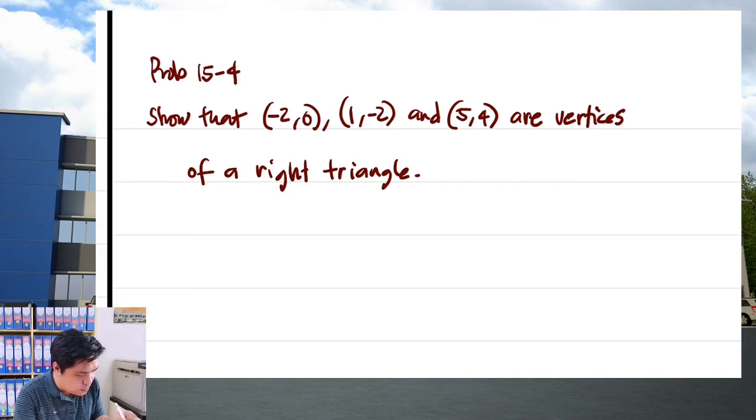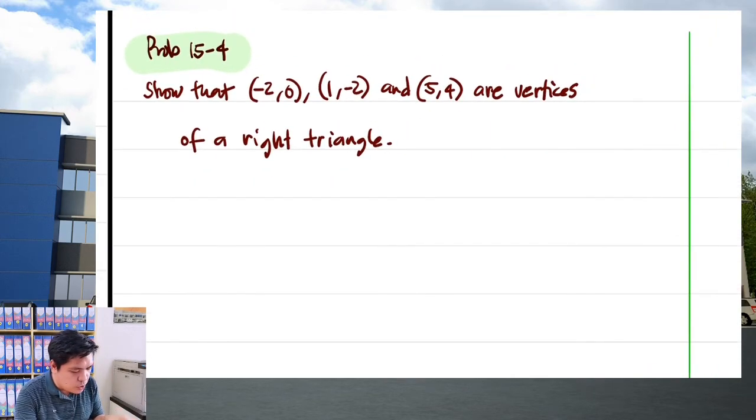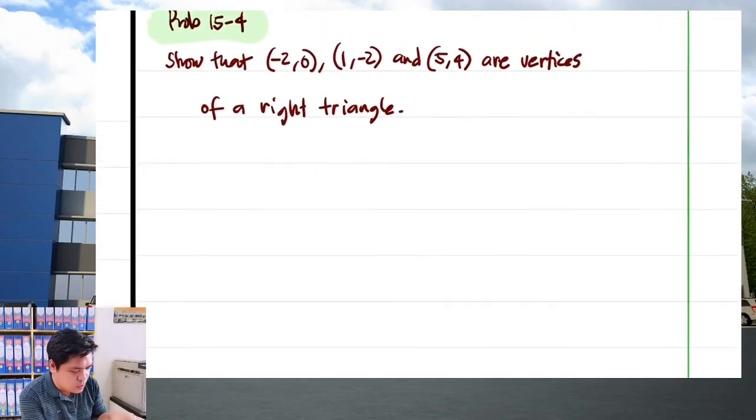This problem. So we have problem 15-4. Show that these points negative 2, 0, 1, negative 2, and 5, 4 are vertices of a right triangle. Of course, we know what a right triangle is. So a right triangle is a triangle with one angle equal to 90 degrees. Basic.